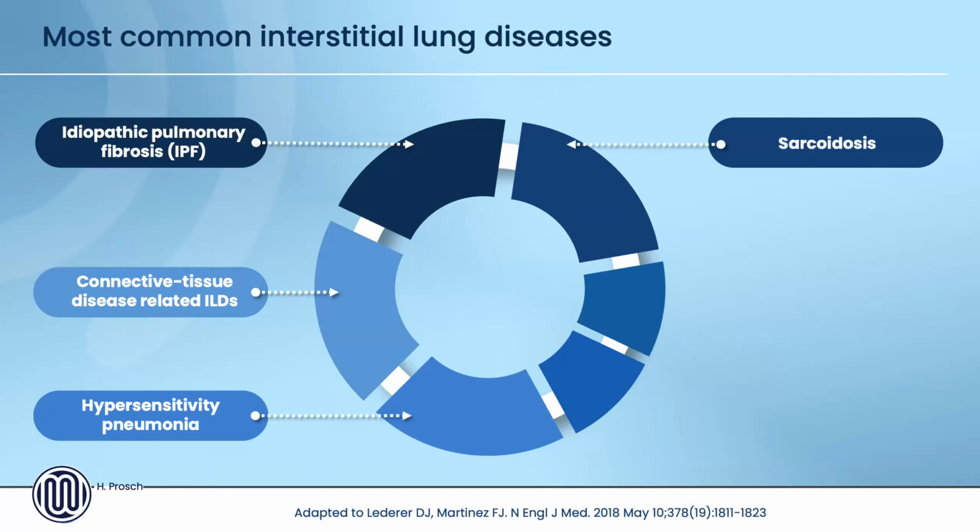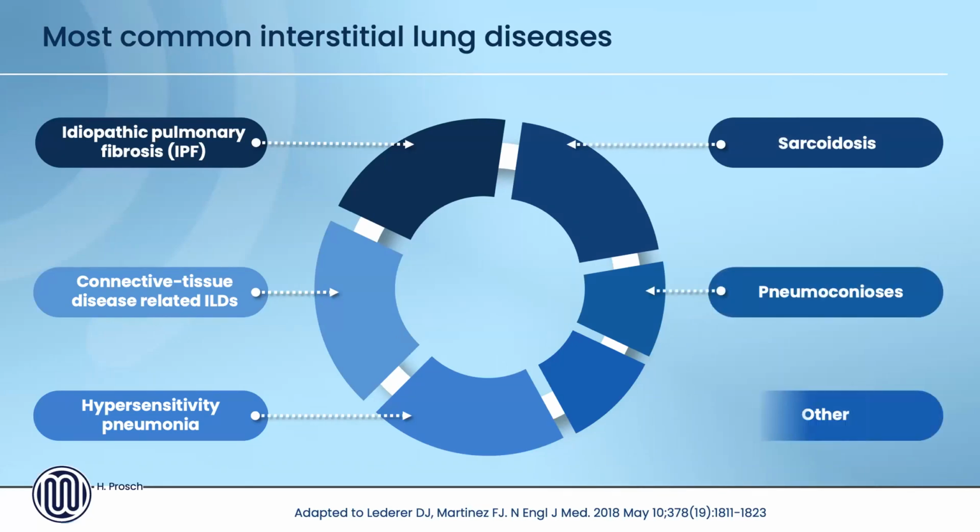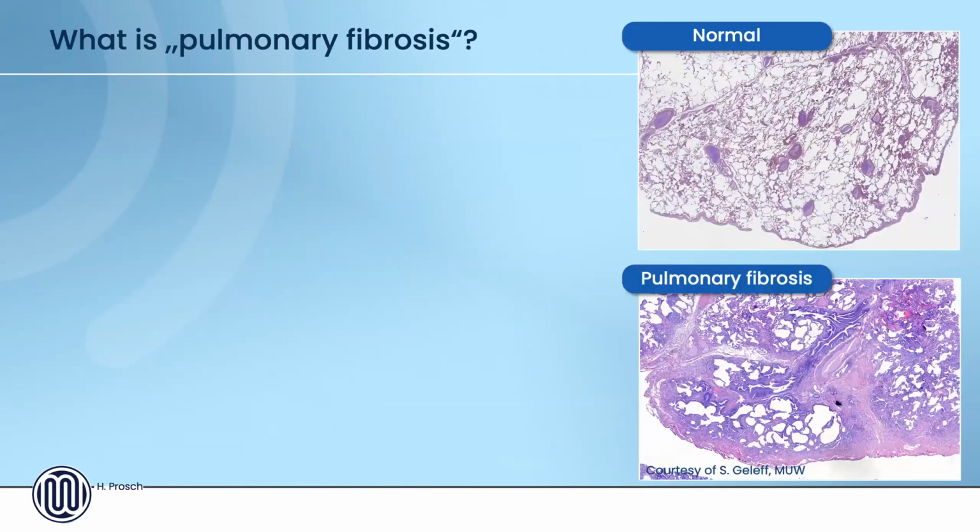And then there are other diseases like sarcoidosis, pneumoconiosis, and others. But my focus today will be primarily here. But the problem there is an overlap with other diseases as well, and I will come back to that point again. Okay, so what we will discuss today are fibrosing lung diseases. And before we move into that, just a few words: what is lung fibrosis? Because you need an understanding of that in order to understand what we see on a CT scan.